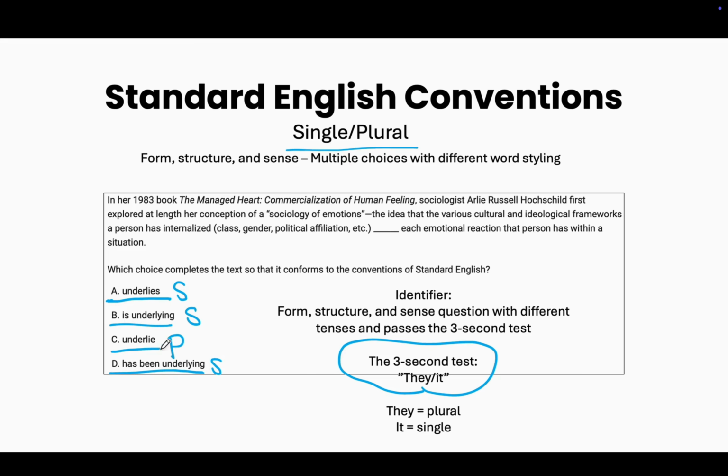3 of these choices are singular. Only one, underlie, is plural. Since that one is the odd one out, then choice C is correct. Notice what we just did. We didn't even read the full sentence. We only tested the answer choices with the they-it test, and the odd one out was correct. Boom, done in 3 seconds.